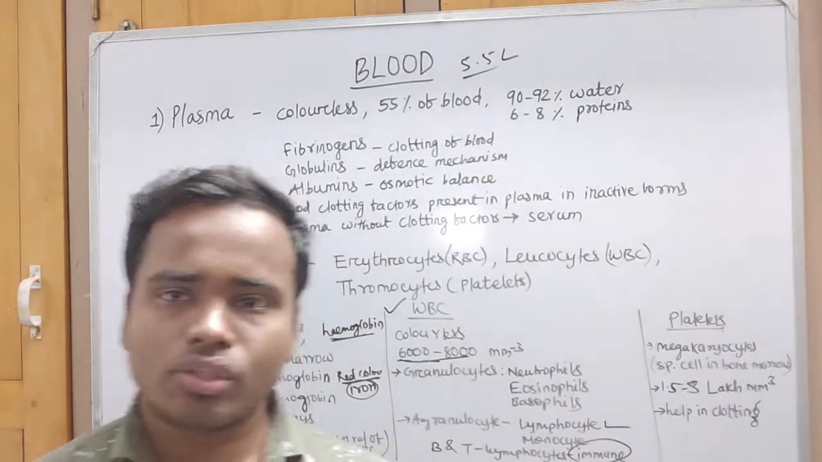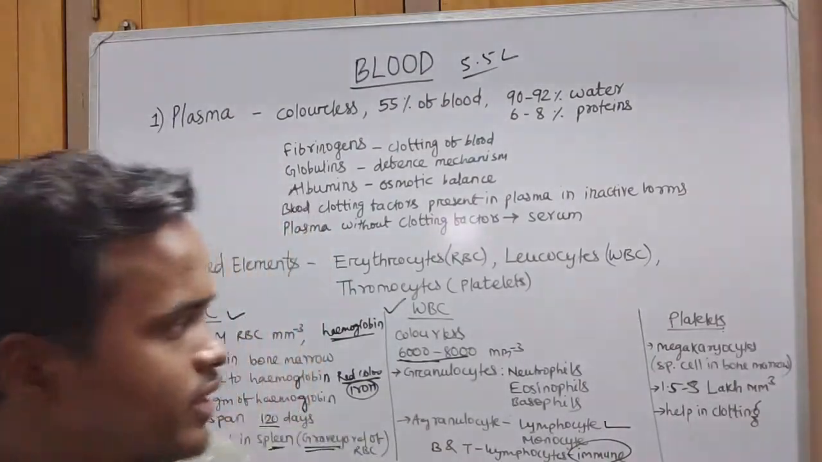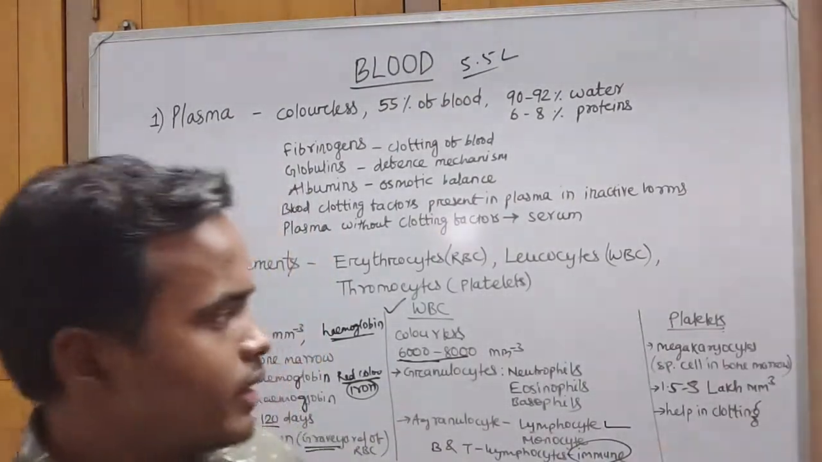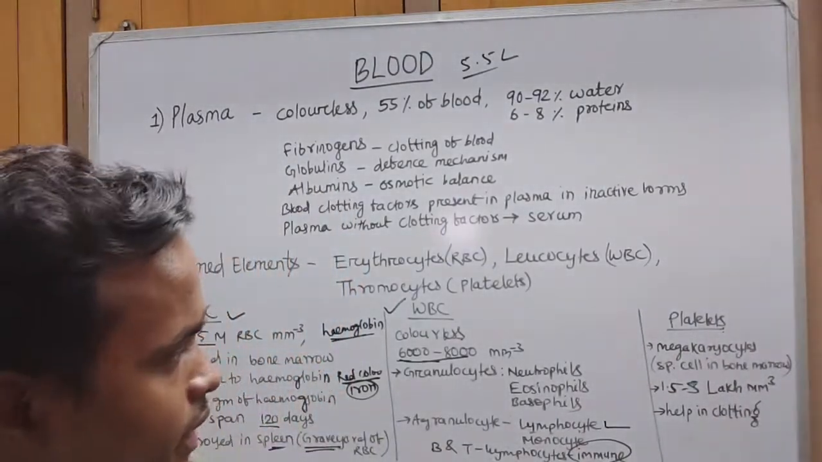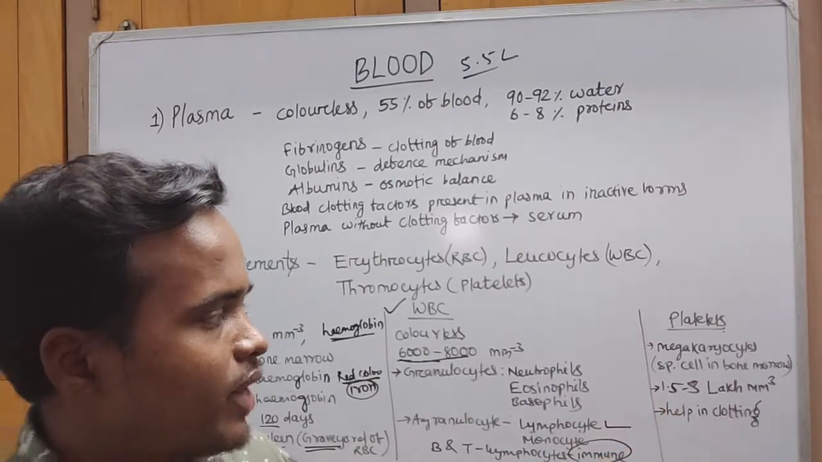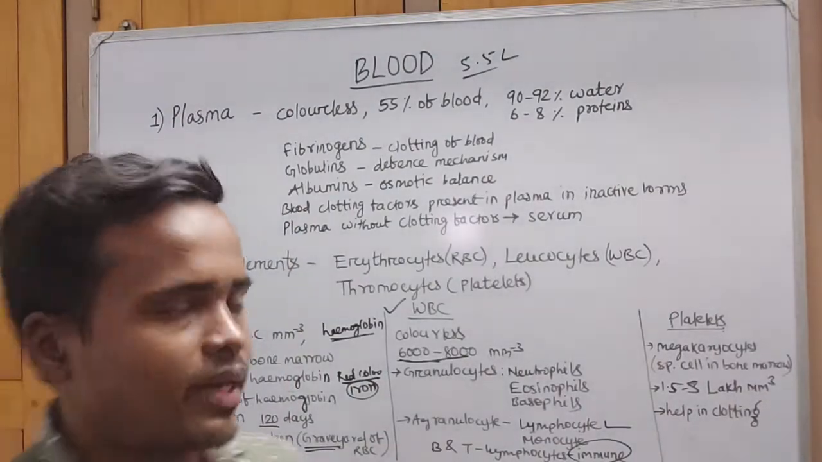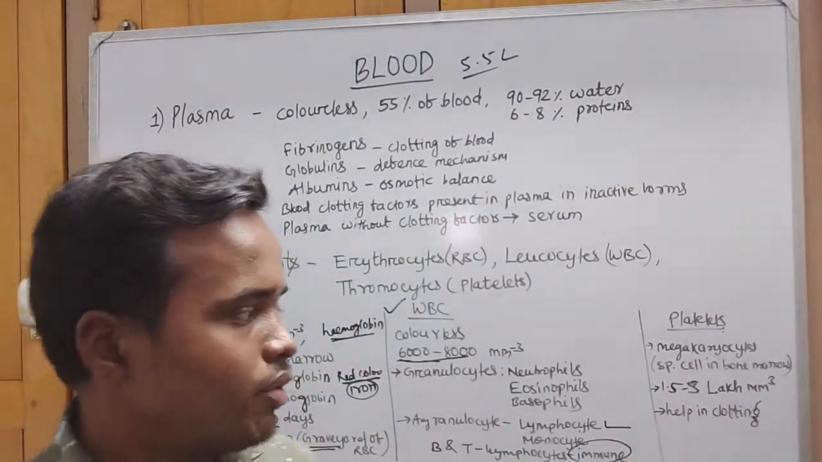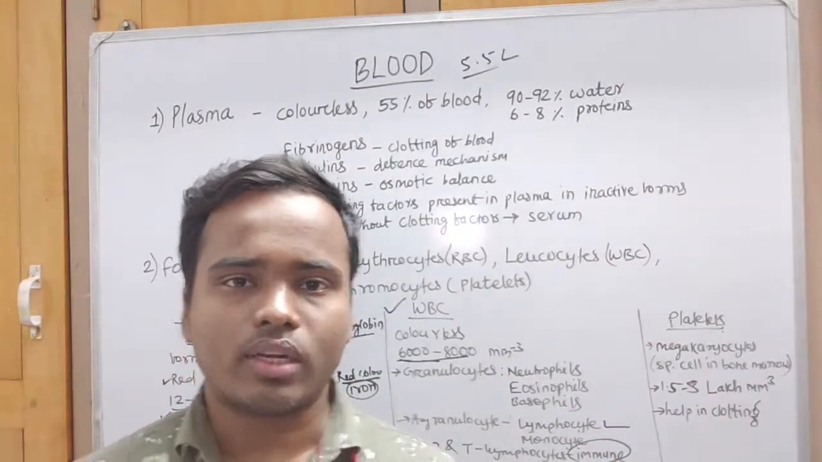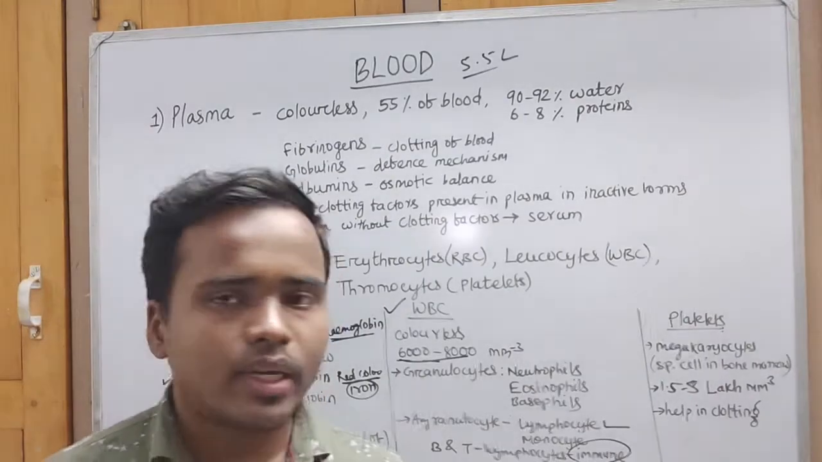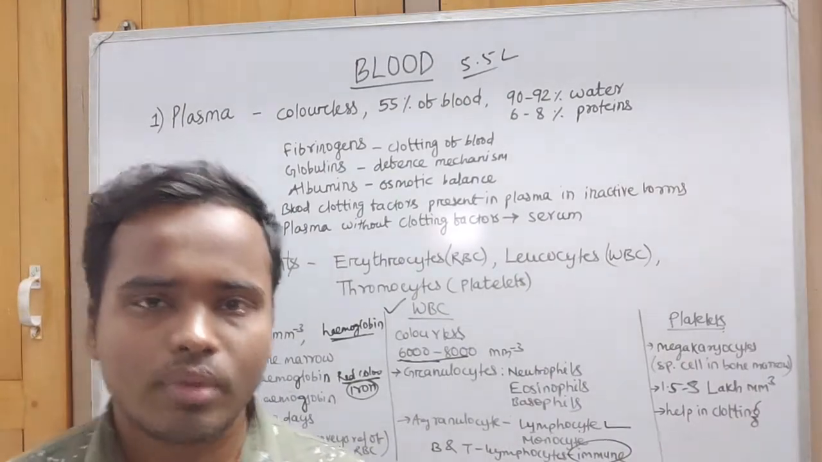Next platelets. It is also known as thrombocytes. Okay, and the platelets are formed in a special cells which is present in the bone marrow, that is megakaryocytes. From the megakaryocytes, thrombocytes are formed or released, and in blood 1.5 to 5 lakh mm3. Matlab the quantity of the platelets or platelet count in the blood is 1.5 to 5 lakhs, and it is helpful in clotting or coagulation. Okay, platelets play a very important role in clotting or coagulation of blood.